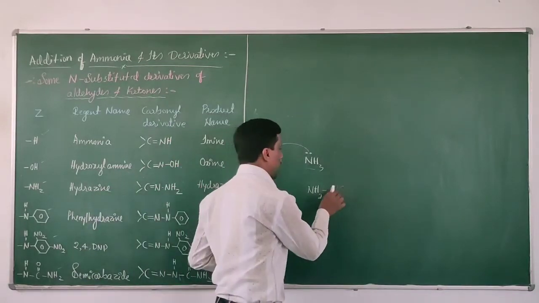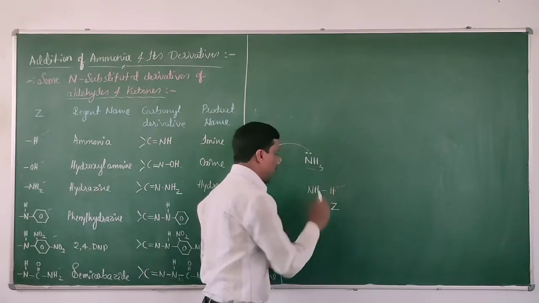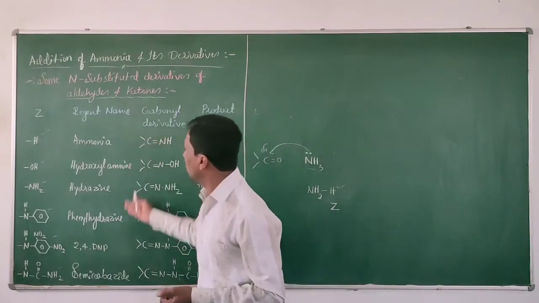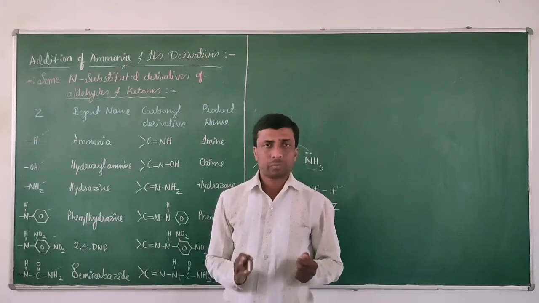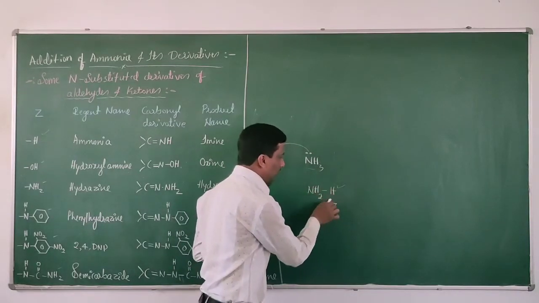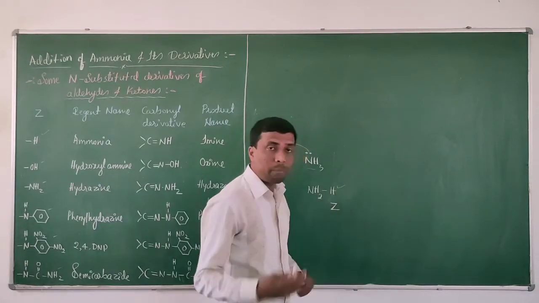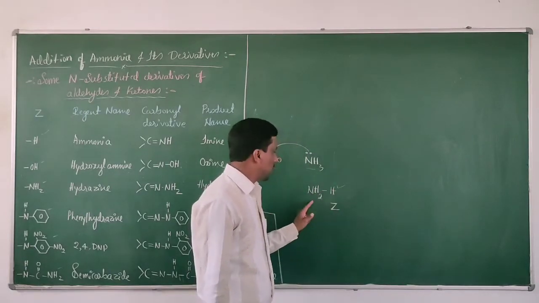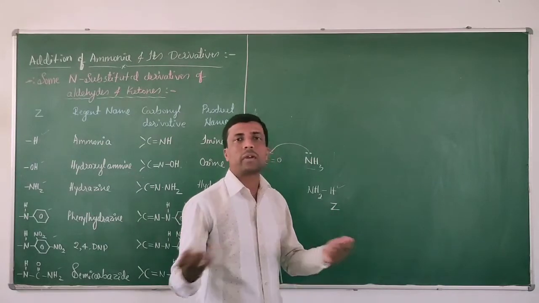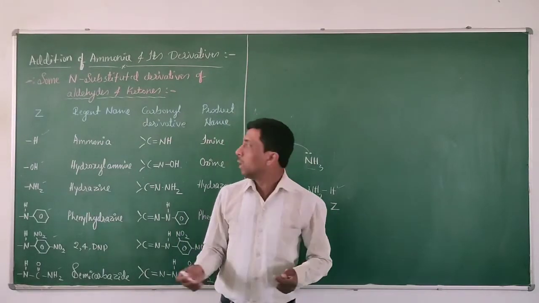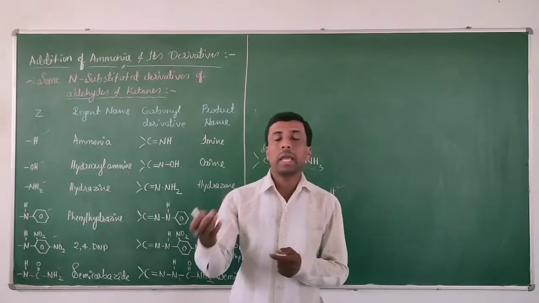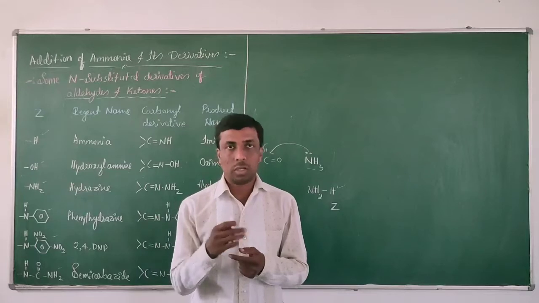When we write different species in the place of Z, the place of H, we get different products. Look here, in place of Z, in place of hydrogen, I am writing what? I am replacing the position of the hydrogen in ammonia by some species. Those species are different molecules, and if added to NH2, the name of the reagent will change.